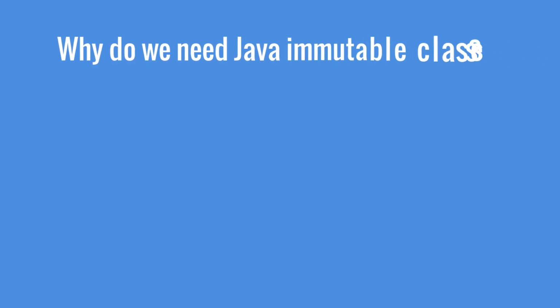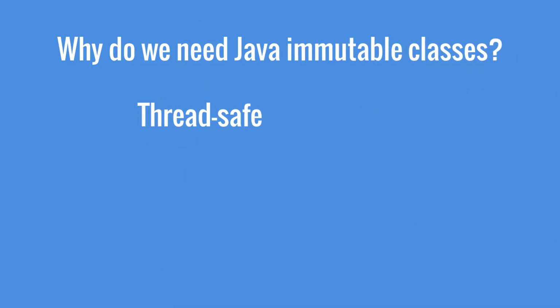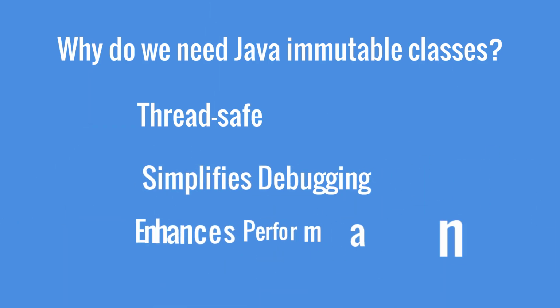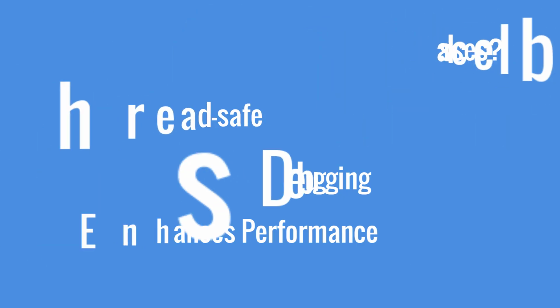Immutability brings several benefits. It makes your code thread safe, simplifies debugging, and enhances performance. So, how do we make a class immutable?